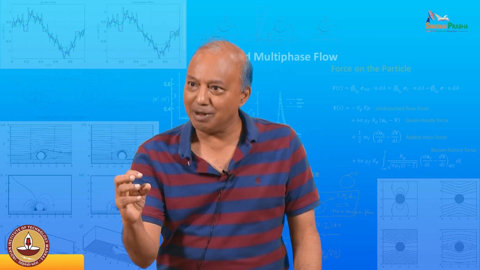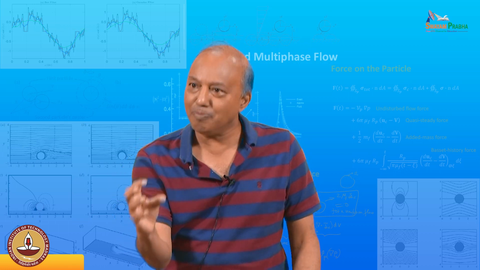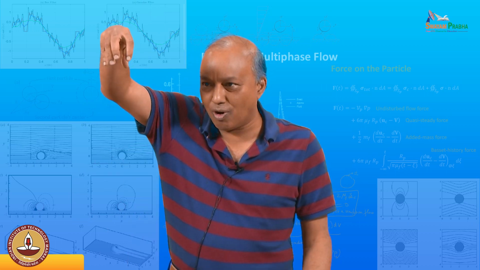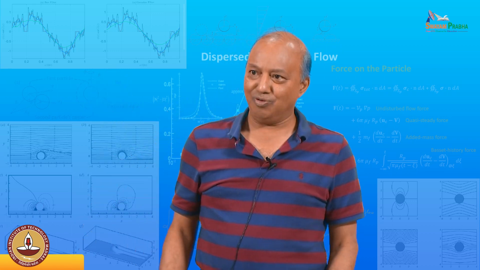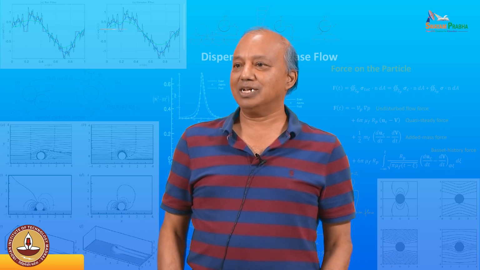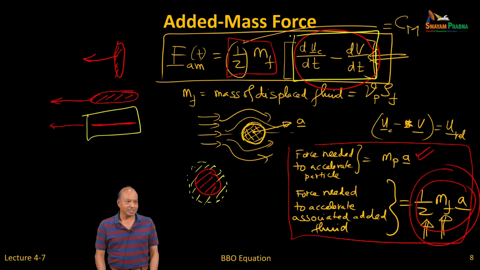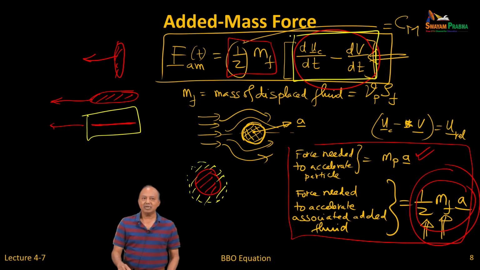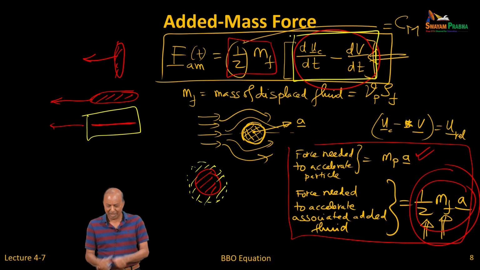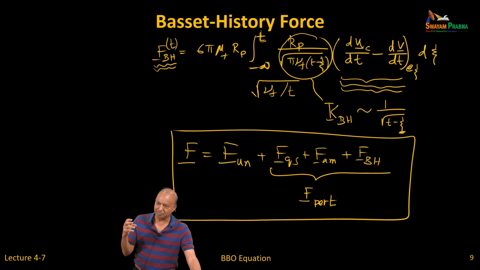So if you held a bubble and suddenly released it, there will be added mass force till it reaches the final velocity. Or you drop a ball in the water and it's falling down. Initially the velocity is 0 and it has to accelerate. When it's accelerating, it must accelerate a certain amount of fluid with it. And again, this force is fairly well understood because it depends only on potential flow. The important thing is that this coefficient half is only true for a spherical particle.